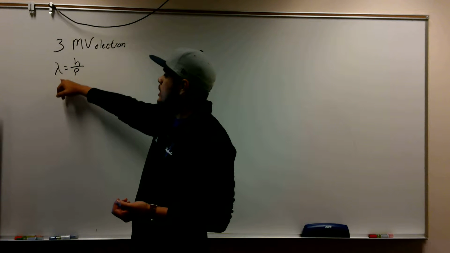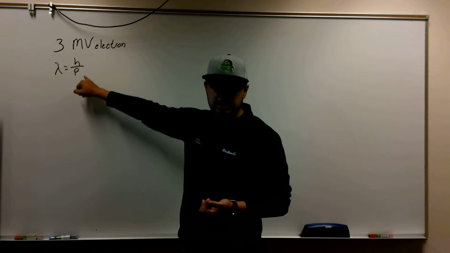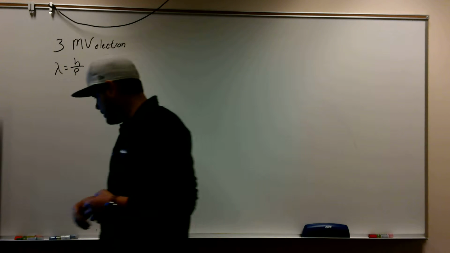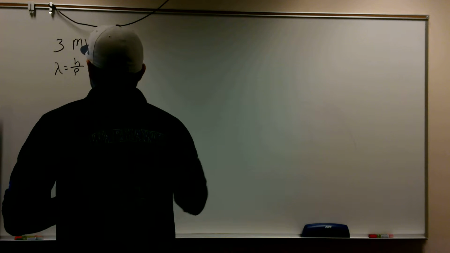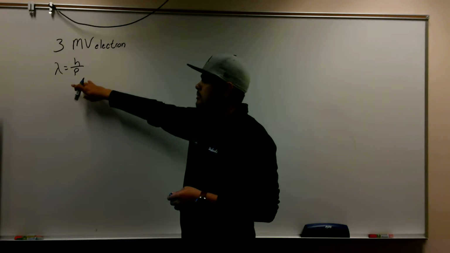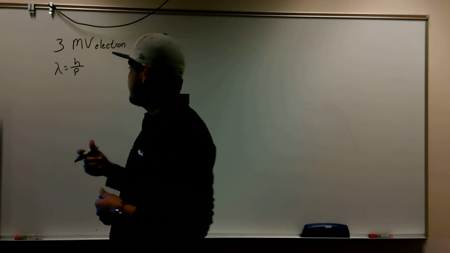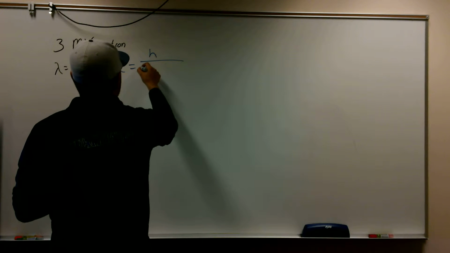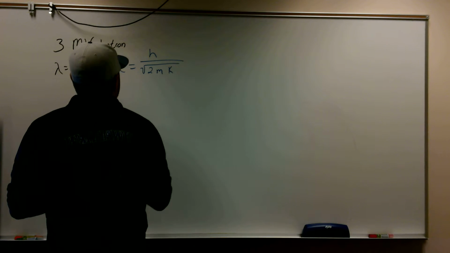For that equation, we want our wavelength to be equal to Planck's constant over our momentum. This will take a little bit of manipulating to get what we want, but let's get started. Momentum can also be written as the square root of 2 times the mass times k. And so lambda is equal to h over the square root of 2 times the mass times k.